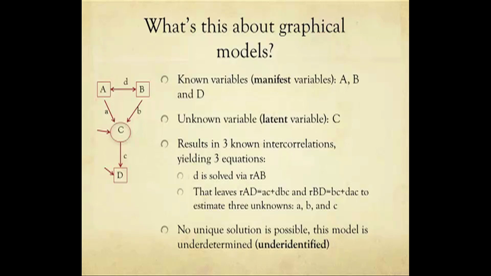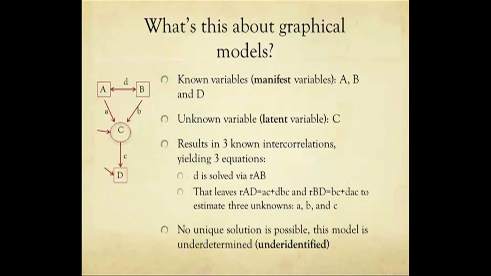In this model, we have three knowns, right? We have variables A, B, and D that are known, and we can get three correlations from A, B, and D: the correlation between A and B, the correlation between A and D, and the correlation between B and D. And there's no other known information in this model. We also have four unknown paths that we're trying to assign unique values to. Those paths are the lowercase a, b, c, and d in this case.